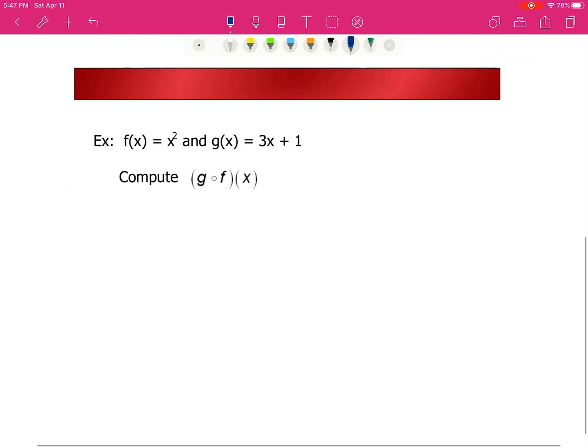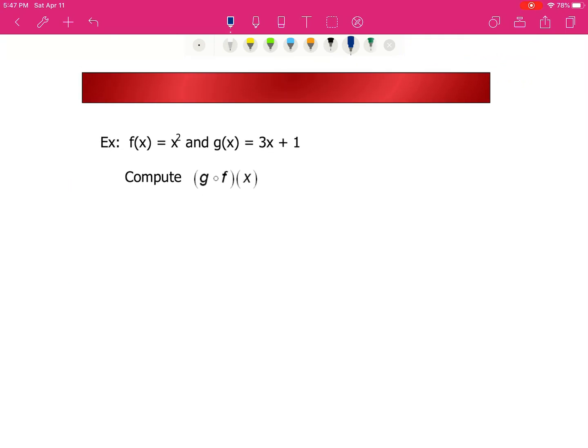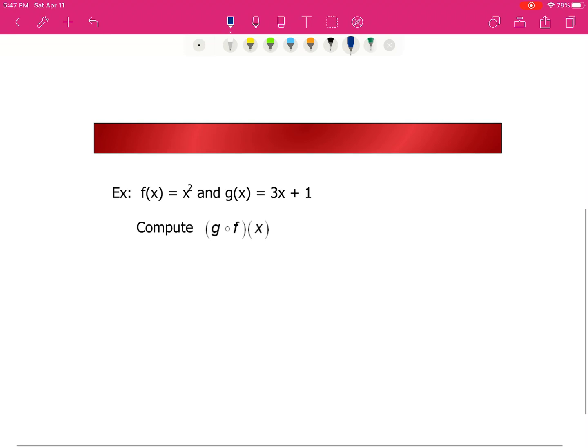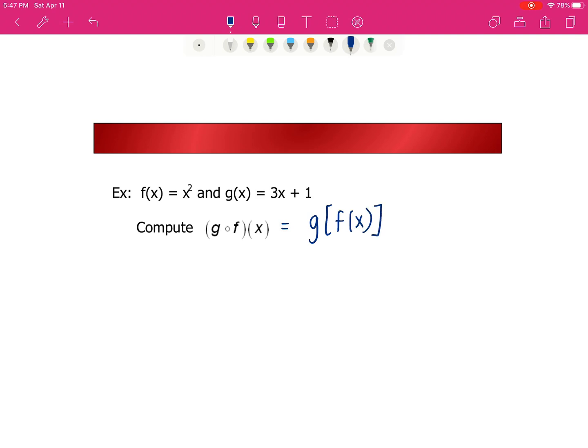So here we'll try g of f of x. So this time, instead of putting g of x into f of x, we're now putting f of x into g of x. So f of x is x squared. So I'm going to have g of x squared.